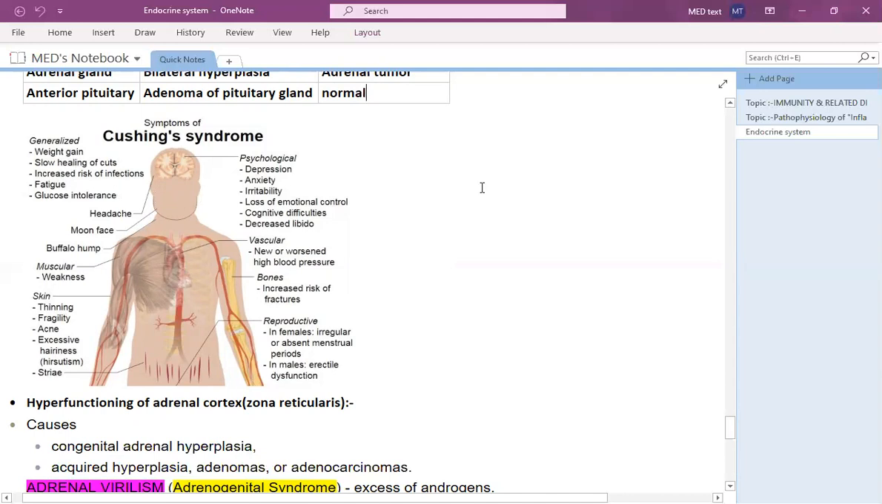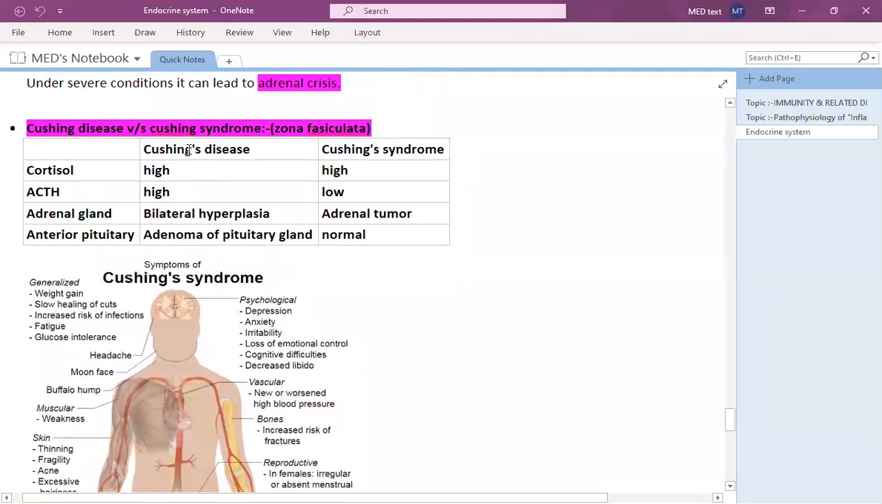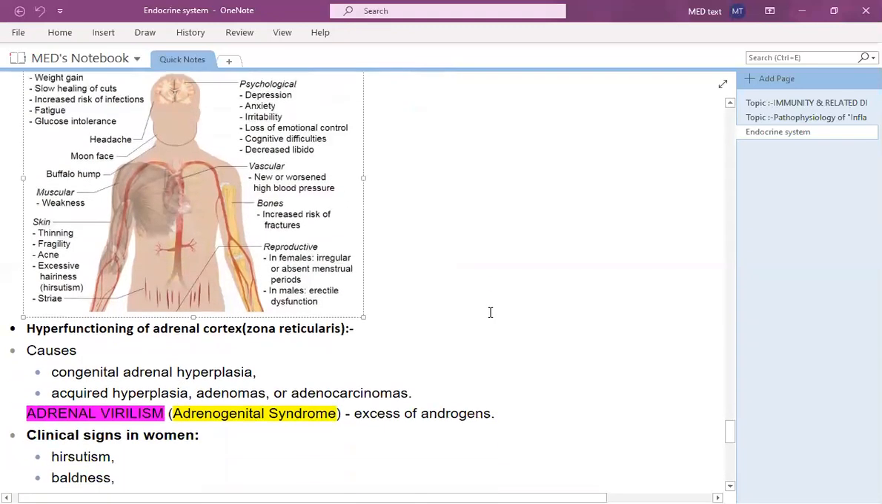So the main point you need to remember is moon face, buffalo hump. In any question you get to see, please mark it as Cushing's. But be careful whether it is Cushing disease or Cushing syndrome. All right, moving on further.